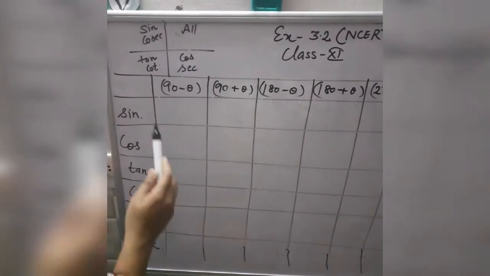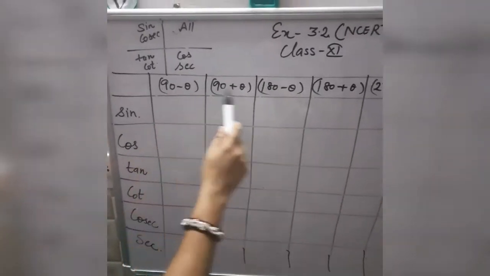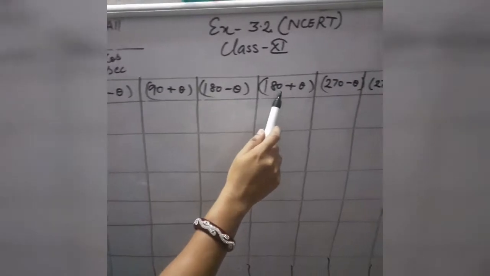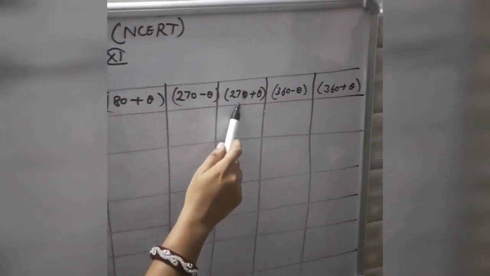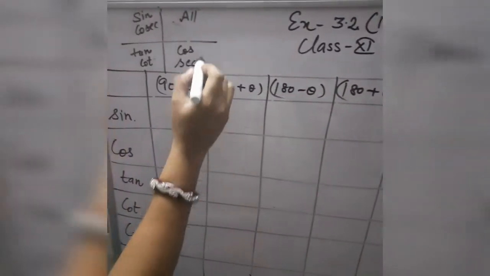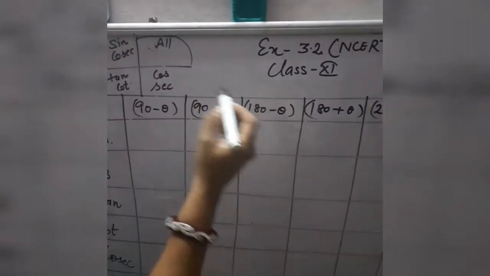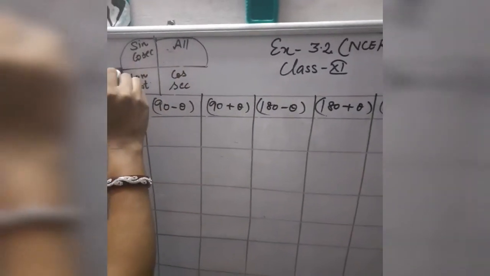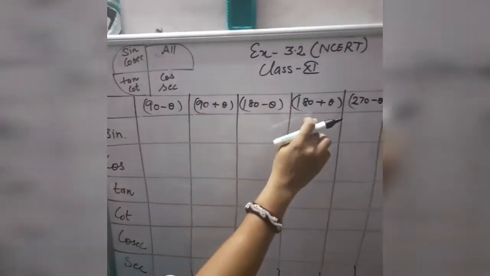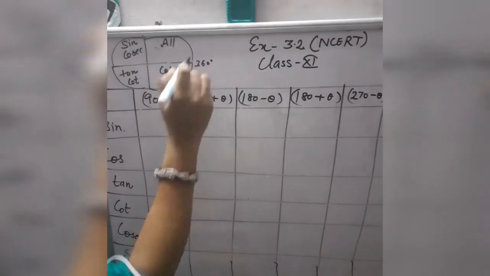In this table, I have written 6 trigonometric ratios, and in this column I have written 90 minus theta, 90 plus theta, 180 minus theta, 180 plus theta, 270 minus theta, 270 plus theta, 360 minus theta and 360 plus theta. Here 90 means first quadrant from 0 to 90. After that, 180 I have taken as second quadrant from 90 to 180. Then from 180 to 270 third quadrant, and fourth quadrant from 270 to 360 degree.